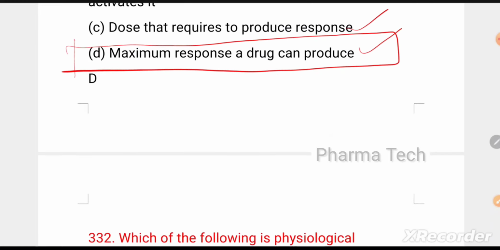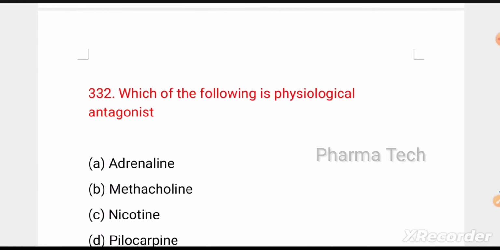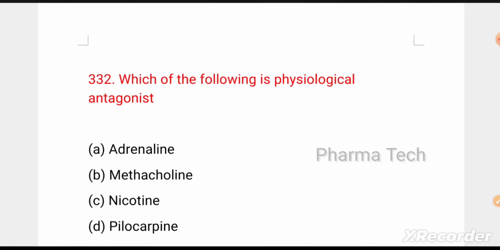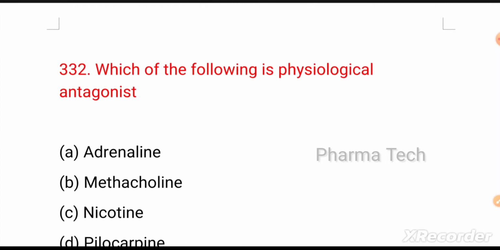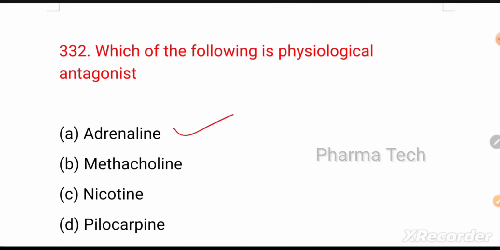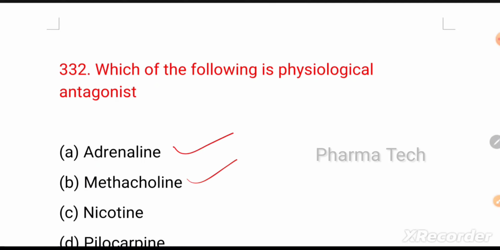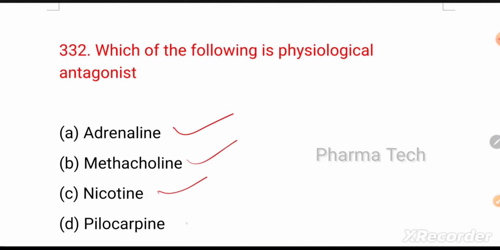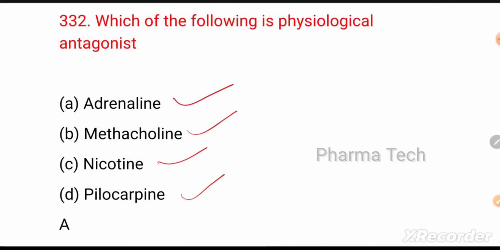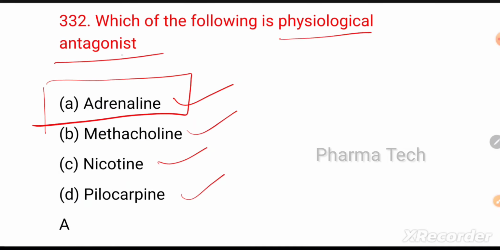Next question: which of the following is a physiological antagonist? Options are adrenaline, methacholine, nicotine, pilocarpine. Answer is A, adrenaline is a physiological antagonist.